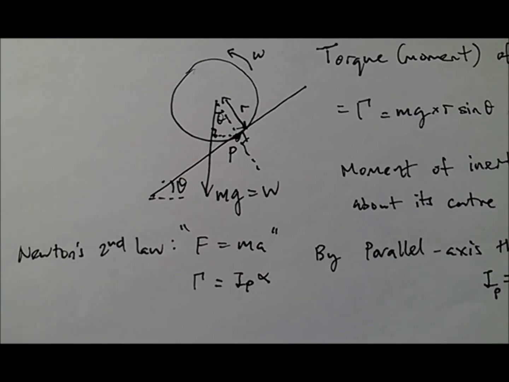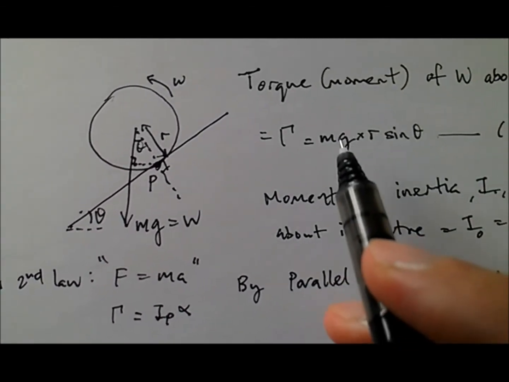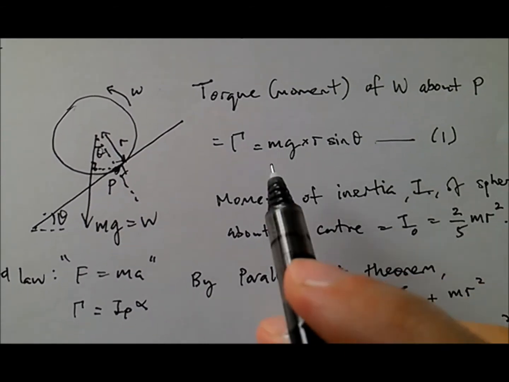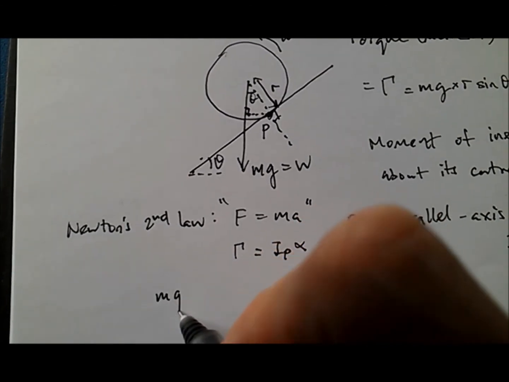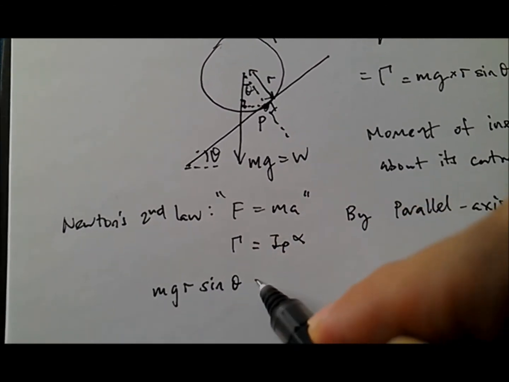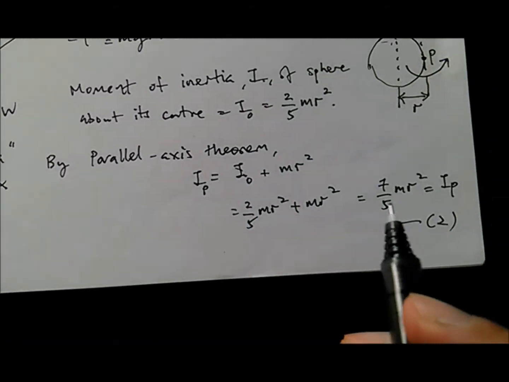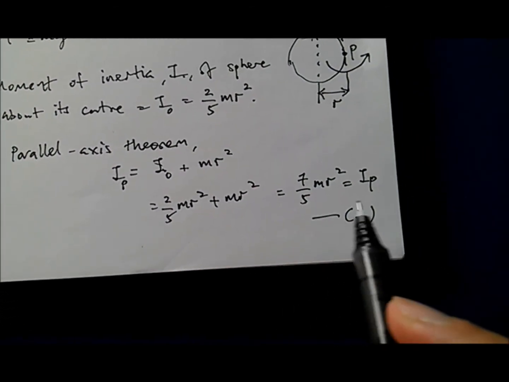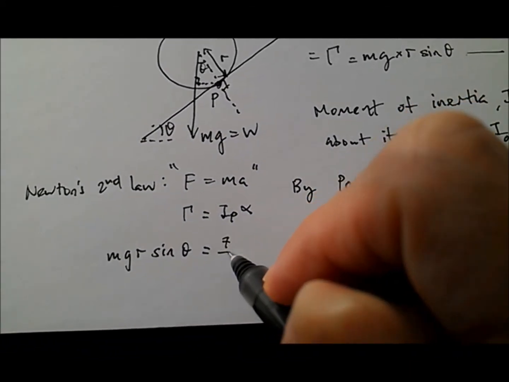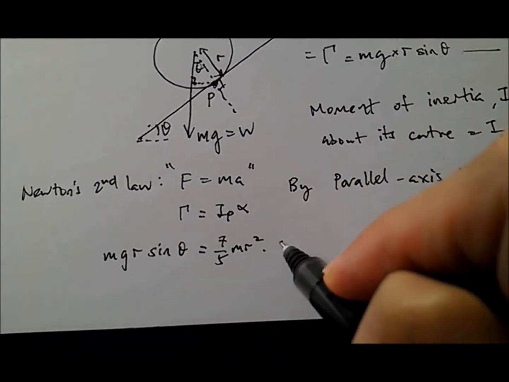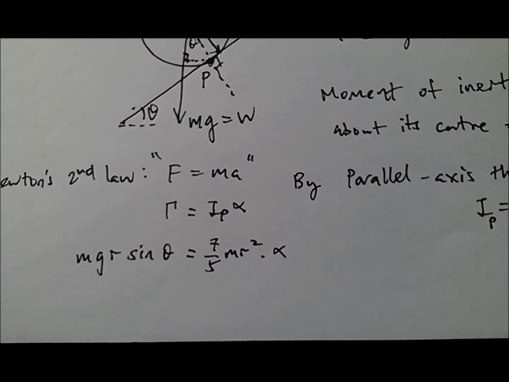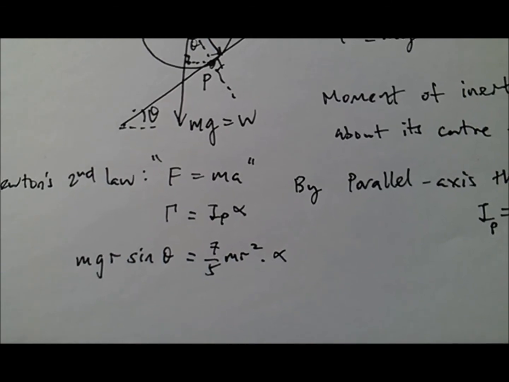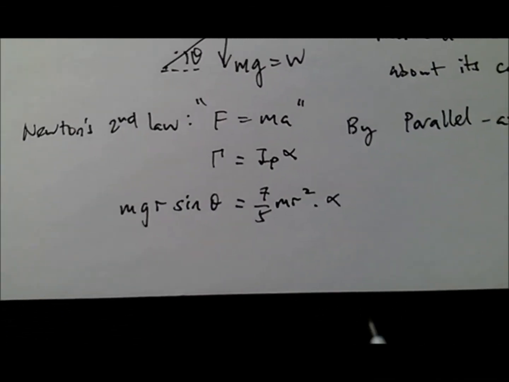Okay, now we are almost done. Now we can use the expression we have obtained for torque, mgr sine theta, and we can also use the expression we have obtained for moment of inertia, I_P, 7/5 mr squared. And this allows us to proceed. So let's do some simplification.